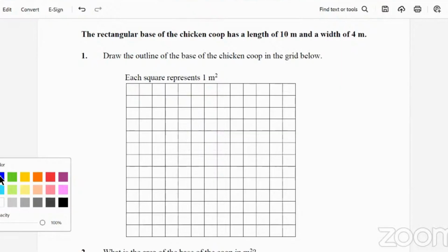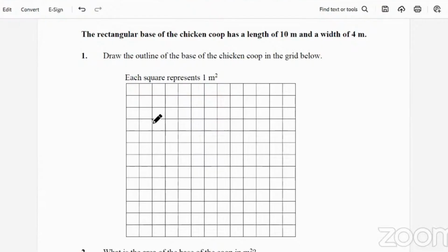Okay, so I'm going to start here, somewhere in the middle. You guys can start, you could start at the edge. It's up to you where you start. Let me make this line a bit thicker. Okay, so we can start here. And let me count 10 across. 1, 2, 3, 4, 5, 6, 7, 8, 9, 10. So my 10 stops here. And then 4 down. 1, 2, 3, 4.